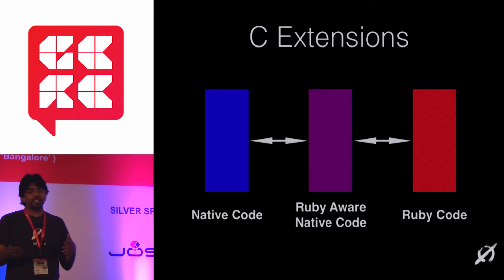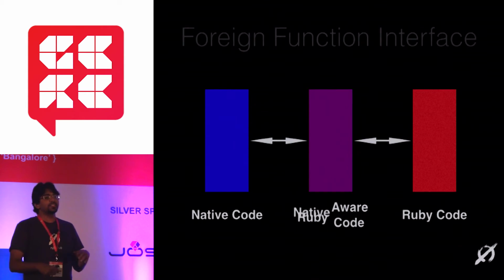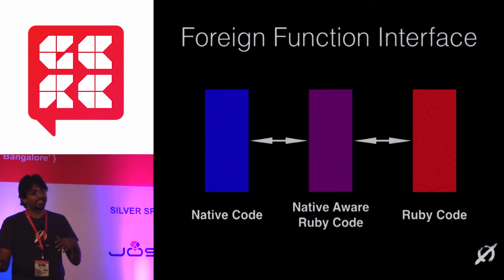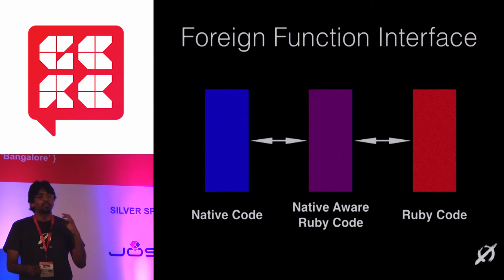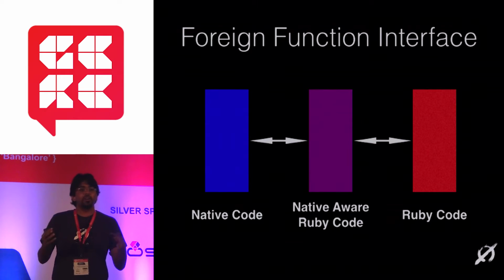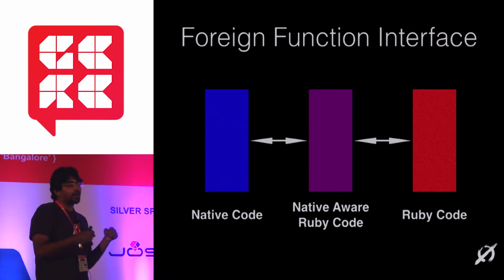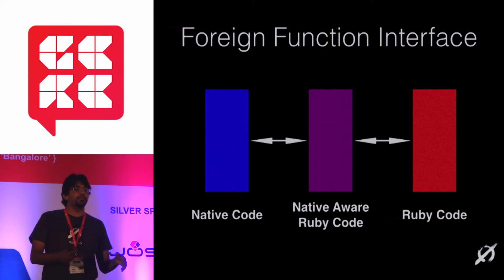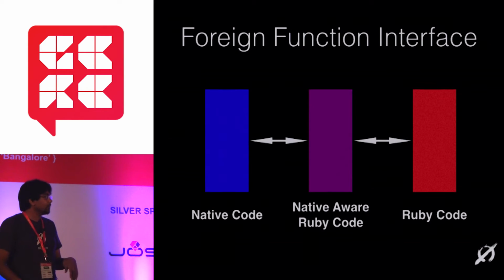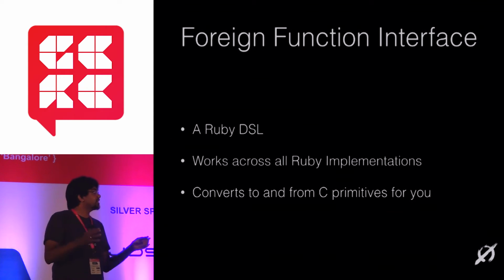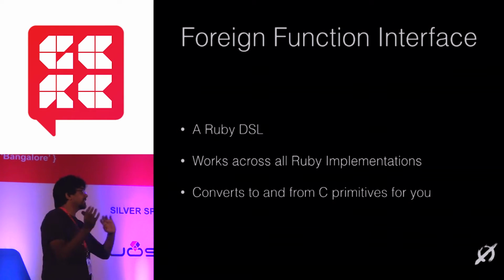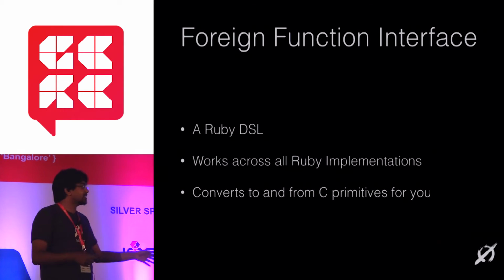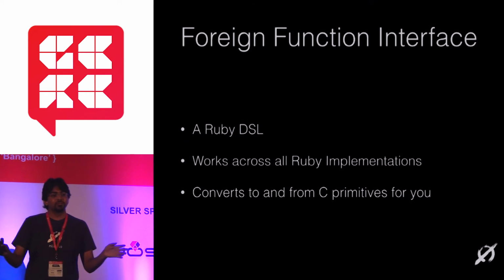Compared to this, FFI kind of does the opposite. Instead of Ruby-aware native code, what you have is native-aware Ruby code. So what this means is with FFI, you're basically working purely in Ruby, which somehow understands the native architecture of the system. Okay, so FFI is a Ruby DSL. It's really easy to implement. It's even easier than the MRI C extension. It actually works across all Ruby implementations.